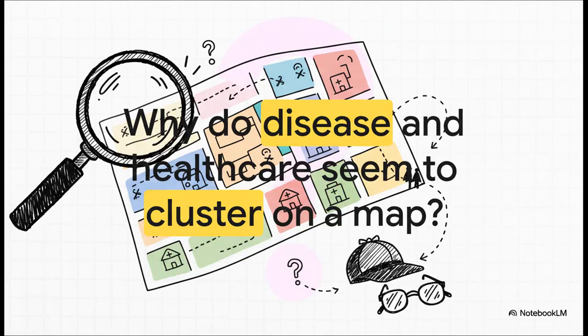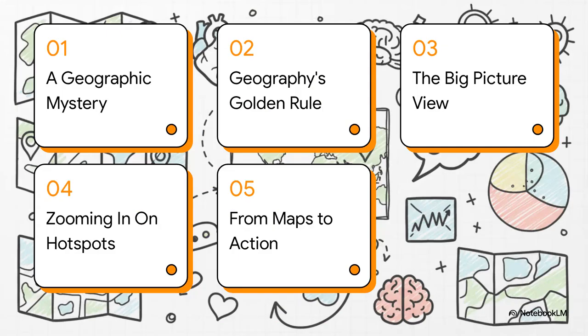So, right off the bat, here's our big mystery. Why does it seem like certain diseases pop up in one neighborhood way more than another? Or why do people in one part of town have great access to clinics while others don't? Is it just random chance? I don't think so. It's kind of like a detective story, and believe it or not, the map itself holds the biggest clues.